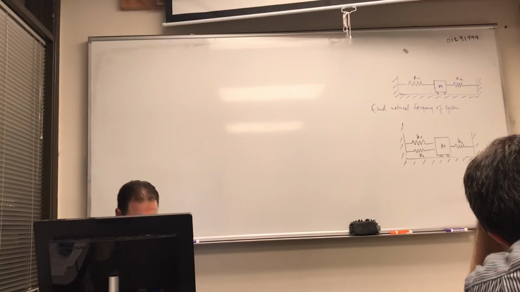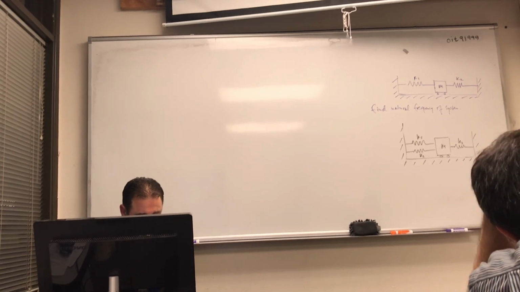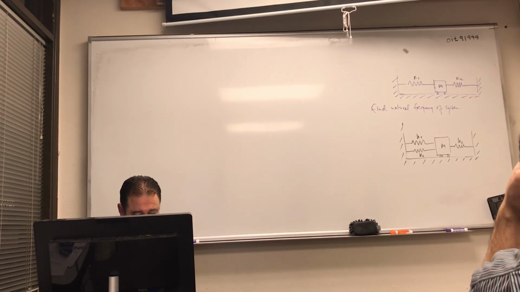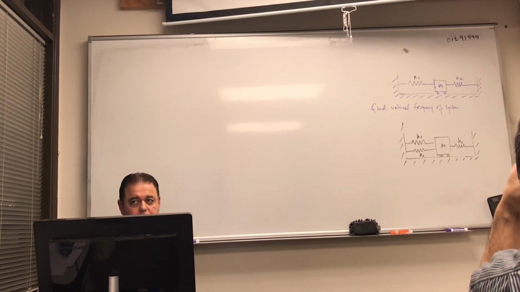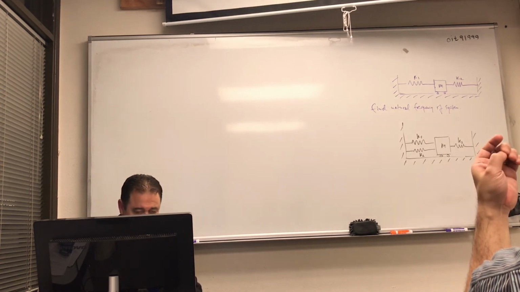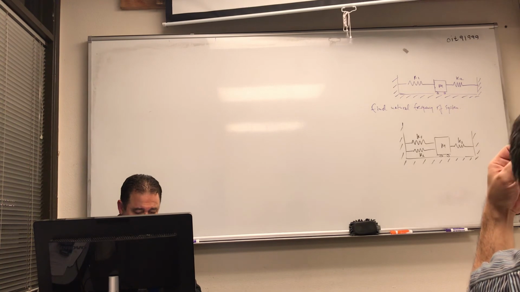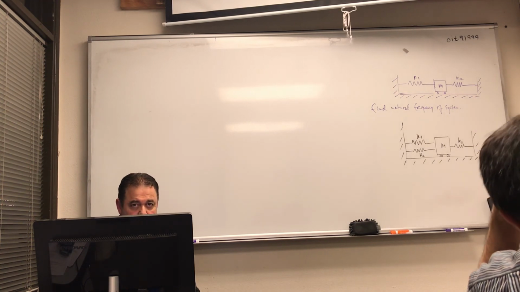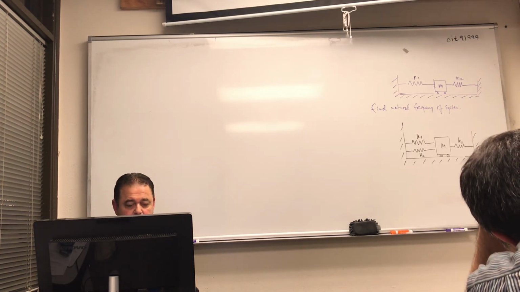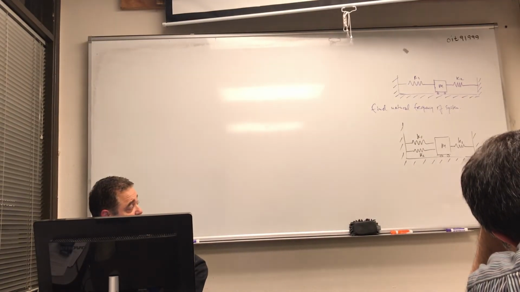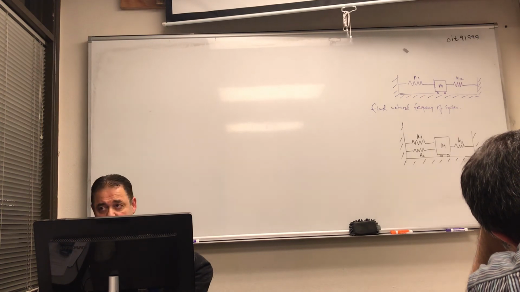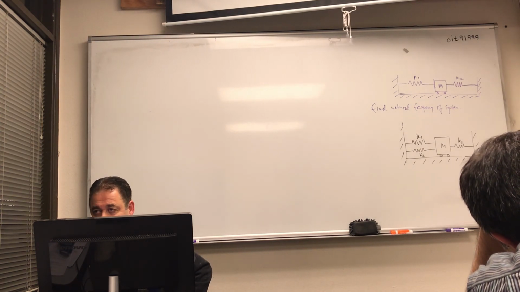So what is the answer for the first one? I think root of K1 plus K2 over M. I screwed up the math on the second one. Say it again? The root of K1 plus K2 over M. Now, let me ask you a question. The two springs in the first situation, are the springs in series or in parallel? They're in series.